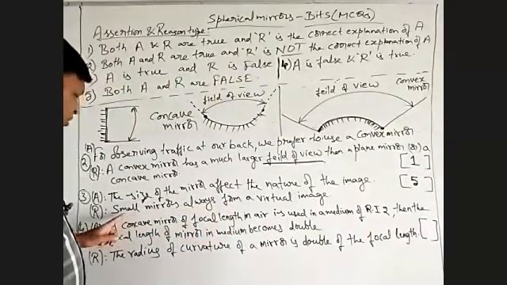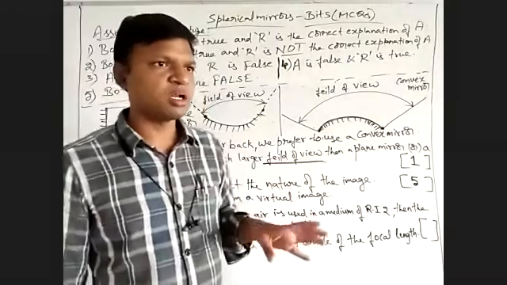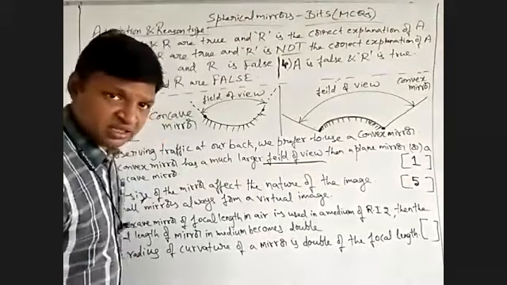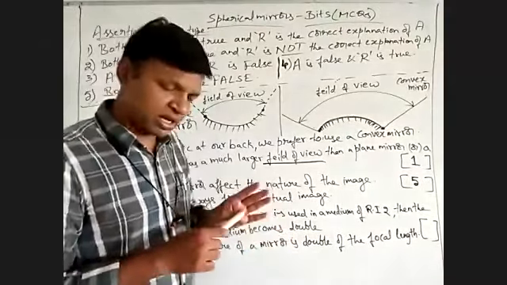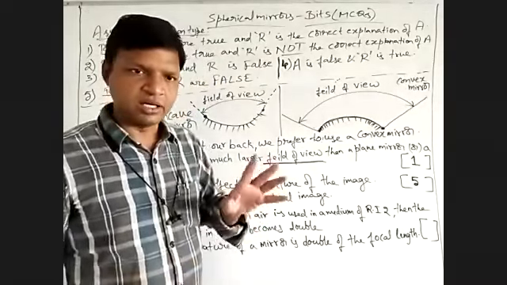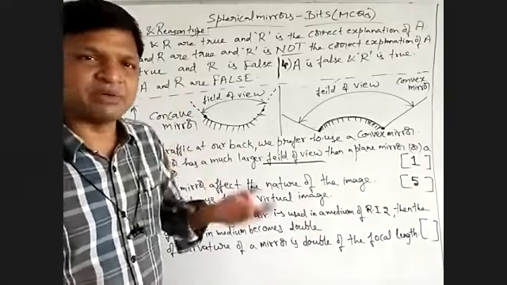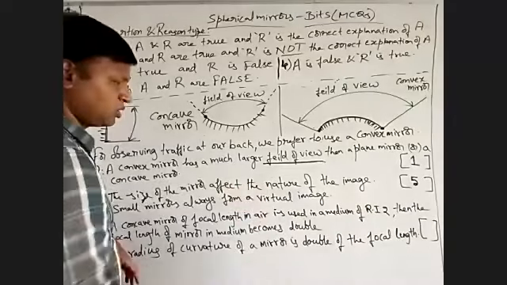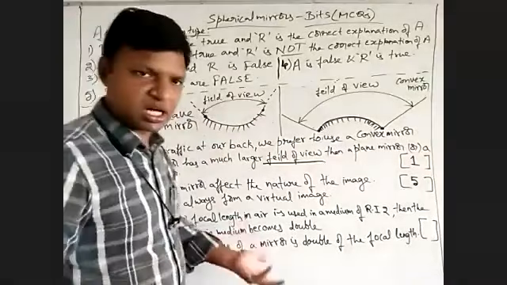Then coming to this one, small mirrors always form a virtual image. There is no guarantee, because it is not told whether it is concave or convex. We don't know whether he is mentioning a plane mirror, a concave mirror or a convex mirror. As there is ambiguity in this statement, we can even cancel this statement also. So what I have written here is both A and R are false.